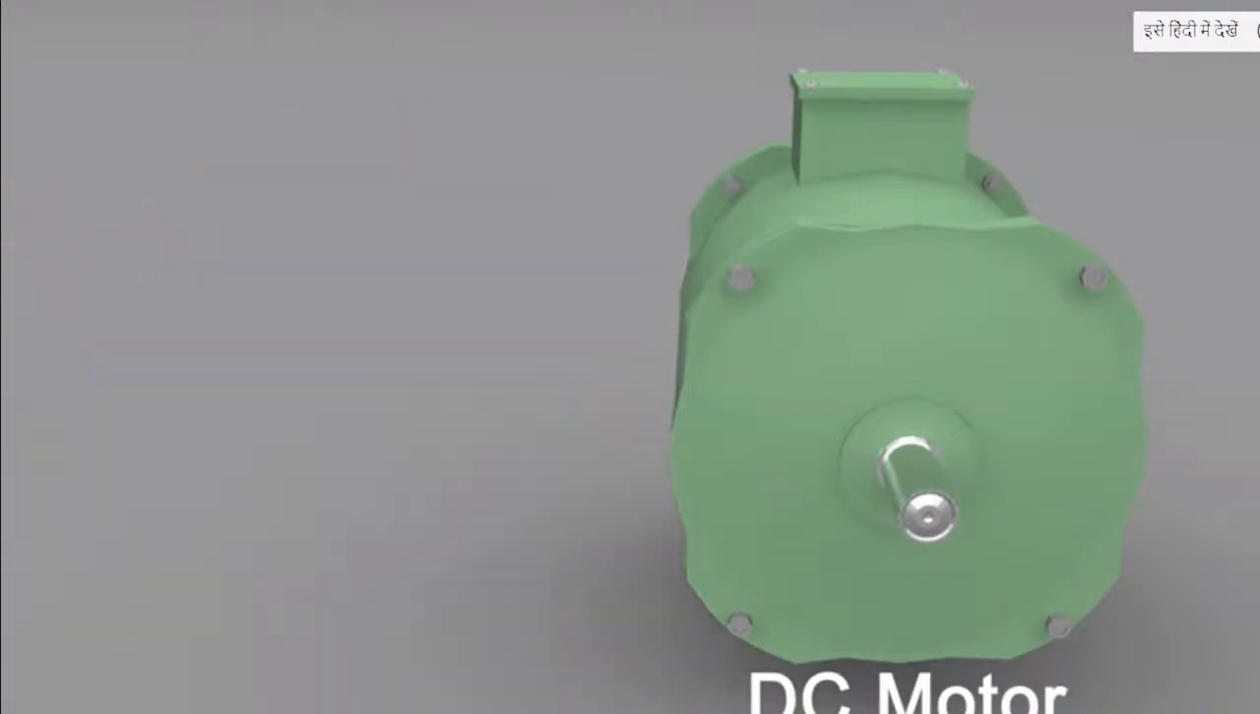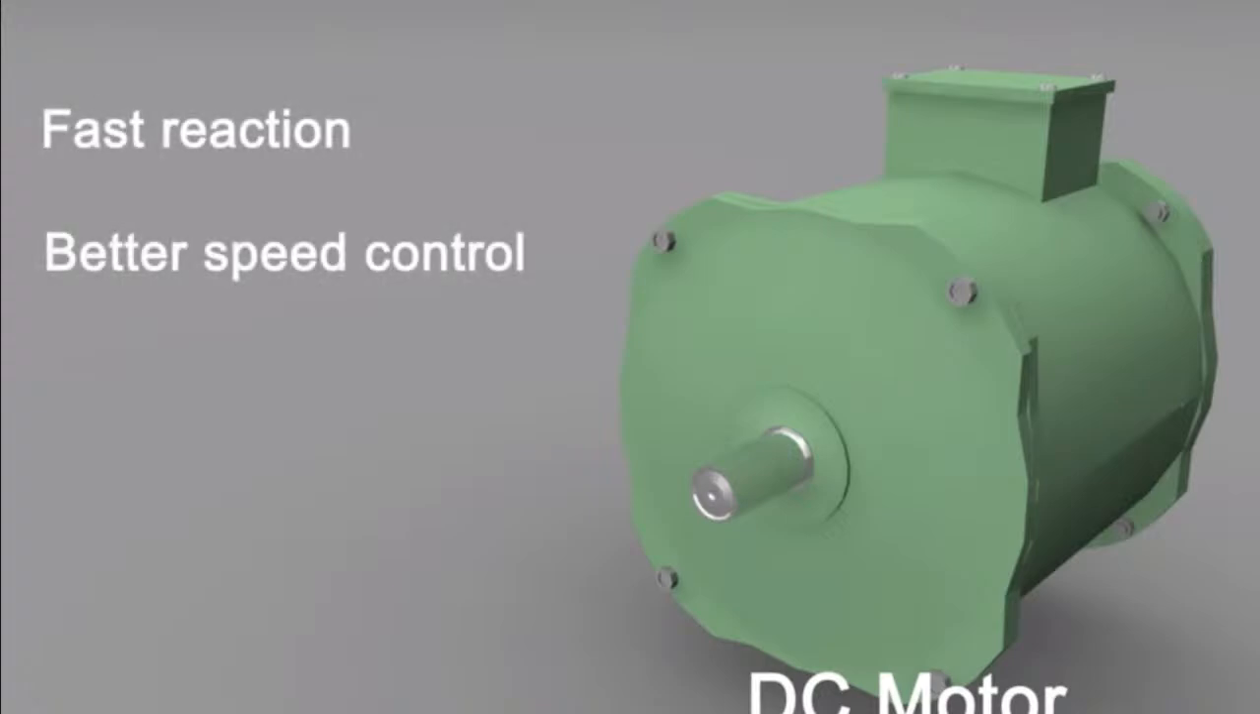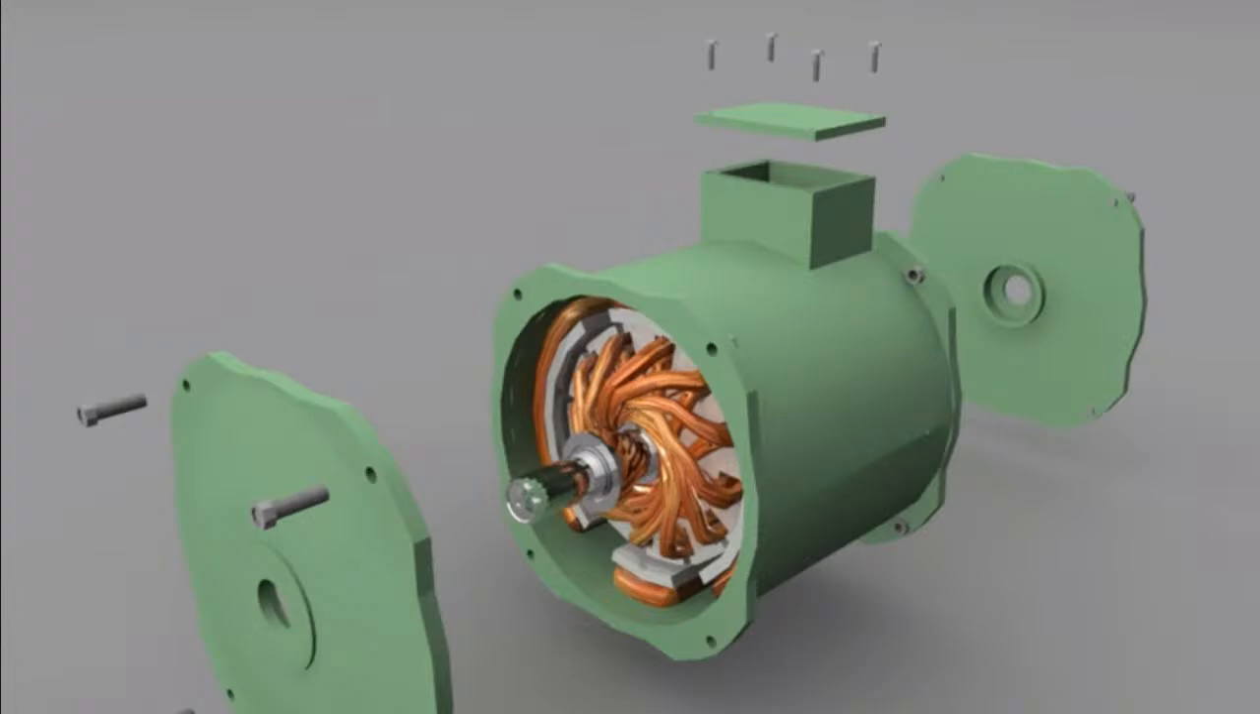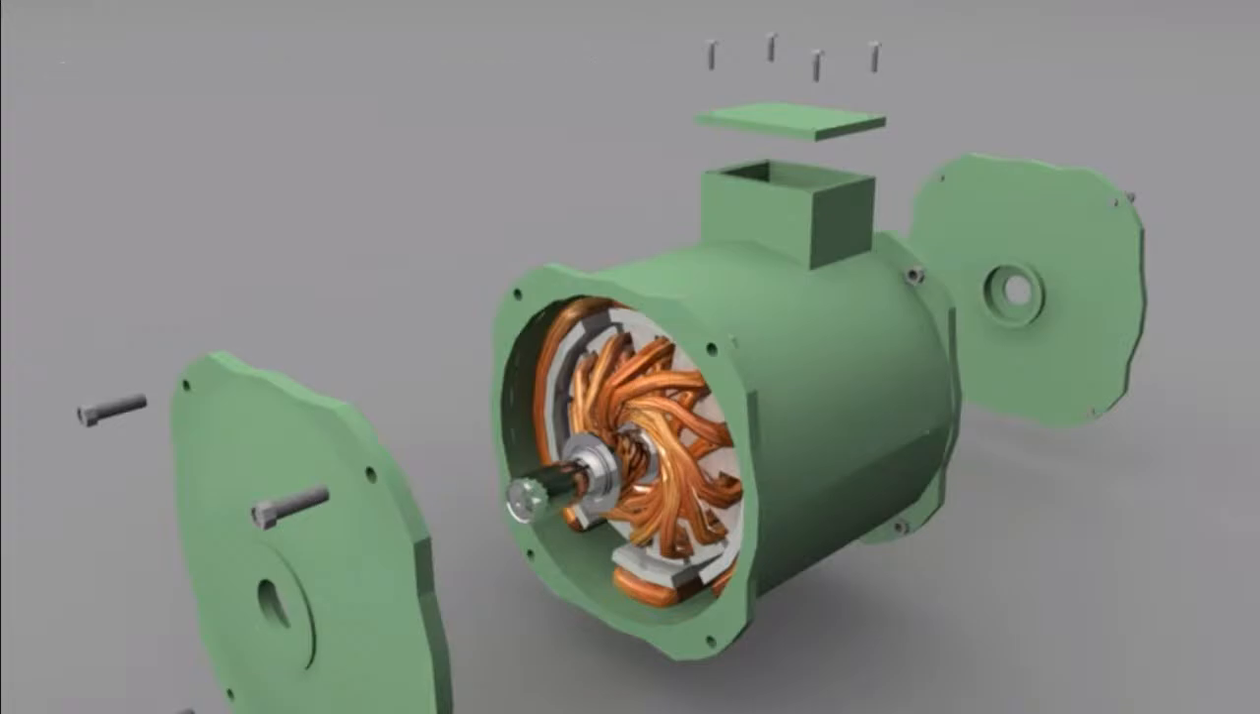In these, because of some important characteristics like fast reaction, better speed control, and simple construction, DC motors are very popular in automatic machines. In this video, we are going to understand the construction and working of a DC motor. Let us first start with the construction.